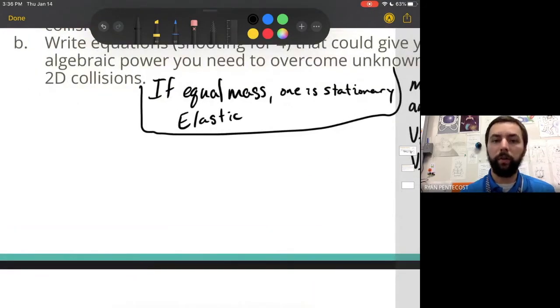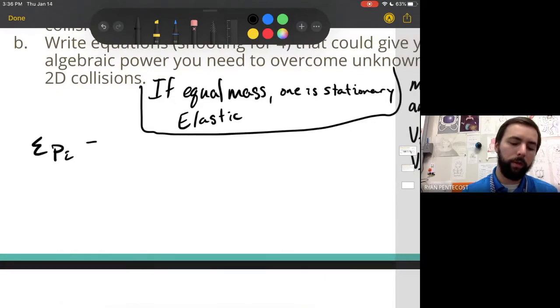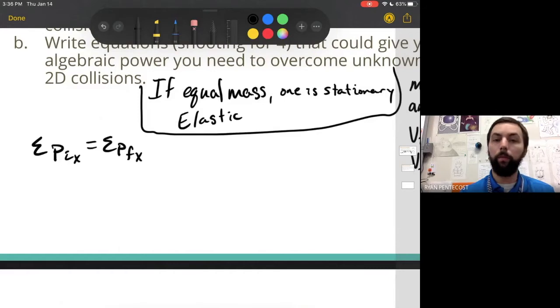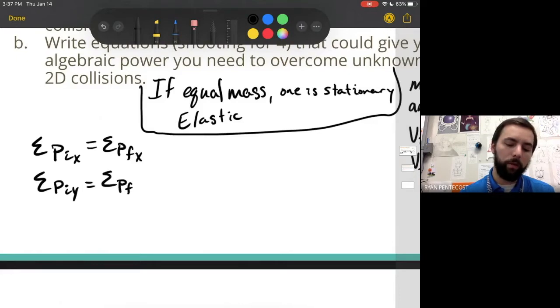Okay? So we know right off the bat, all collisions have conservation of momentum, right? You've got summation of momentum initially equals summation of momentum finally. But now with 2D collisions, you can actually split that up and say that momentum is conserved in the X. And then you can say that momentum is conserved in the Y as well. Okay? This is true for all collisions. Now, for the next ones to be true, you need to have this special circumstance where you've got equal mass, one is stationary, and it's an elastic collision.